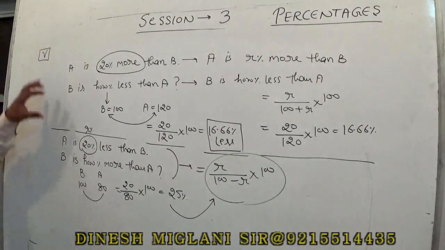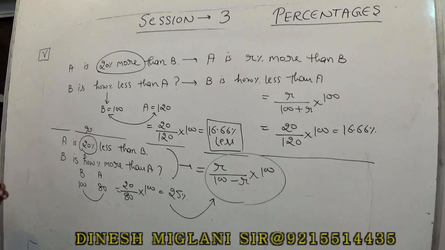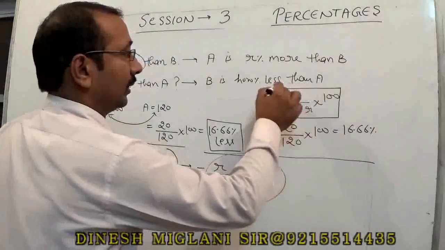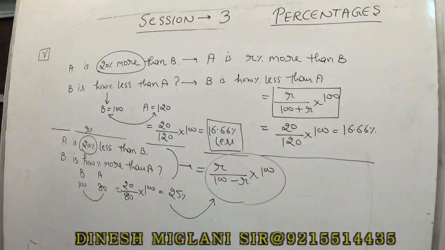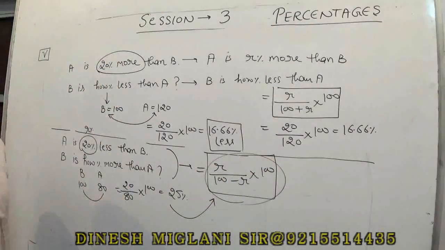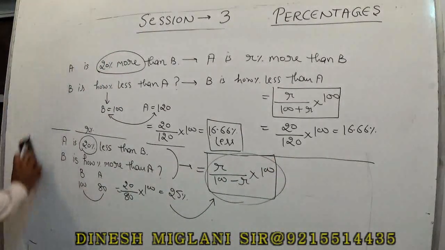Right? So that is a standard concept in which we use these two formulas. The first one is R divided by 100 plus R into 100, and the second one is R upon 100 minus R into 100.